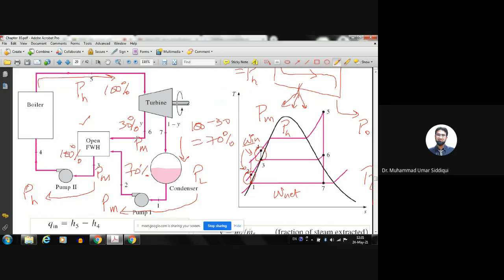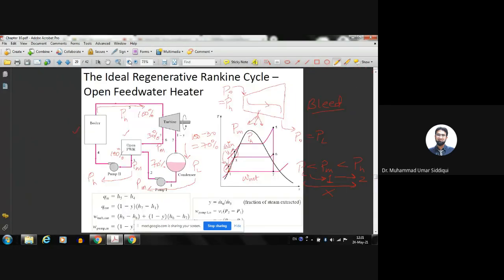Before moving forward, do you understand the logic of why we are using this kind of system? What advantage does it give? Is it clear so far? Does anybody have any question to ask?